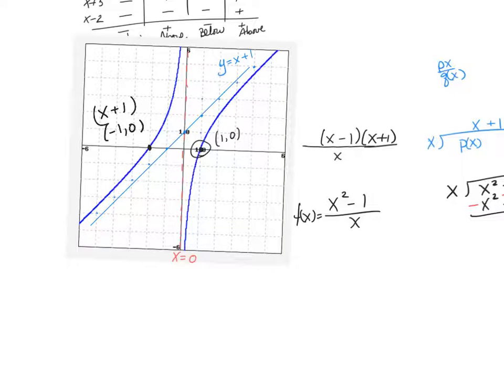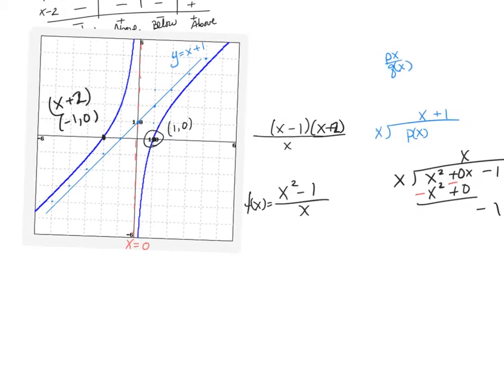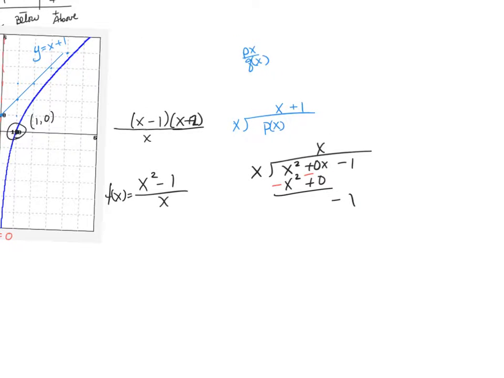Oh, is it negative 2? Helps if I can read my graph. So that's going to make this so much easier. So let's do this. Thanks for catching that. So then I end up with x squared plus x minus 2. So then let's go over here and do that long division.